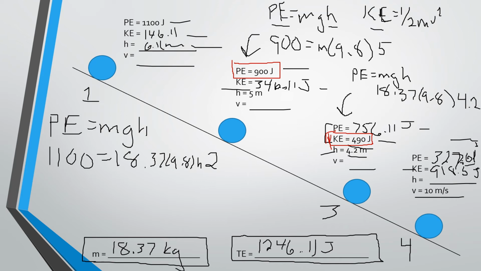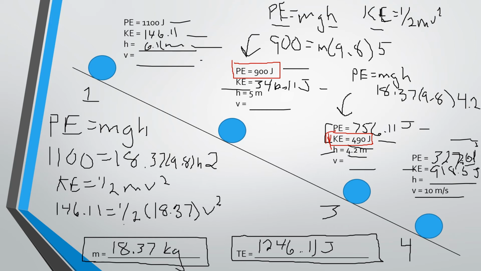So don't be afraid to use logic. This does need to make sense. Don't just plug in randomly expecting that, okay, I got a number, so I'm just going to write it down. It's got to be the answer. Think logically. The kinetic energy is 146.11. Tell me, is the velocity here at the top going to be bigger or smaller than 10? We know it has to be smaller than 10. 10 is how fast it's going at the end, which is the fastest.